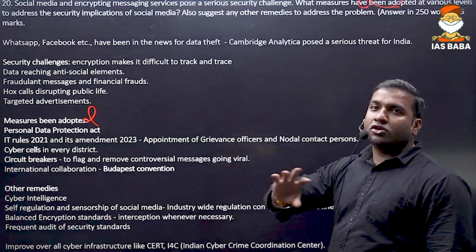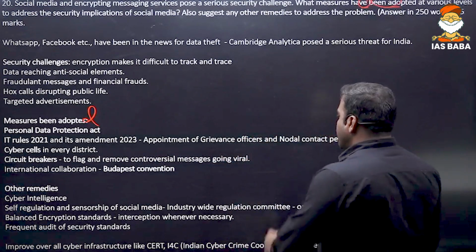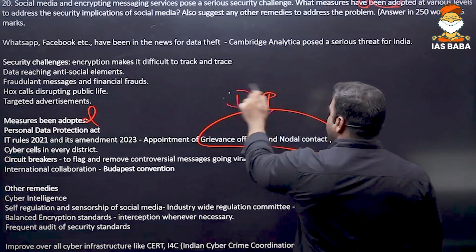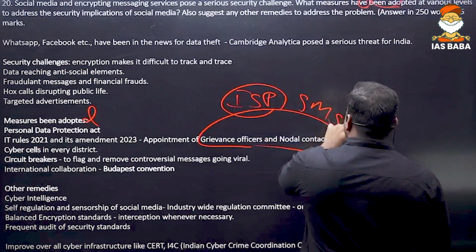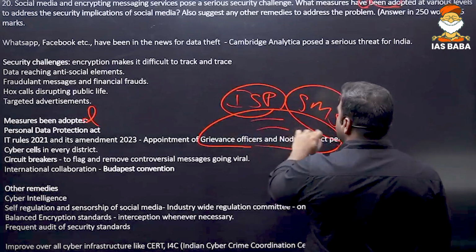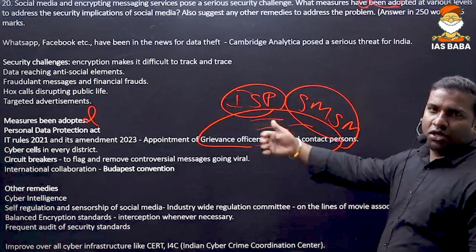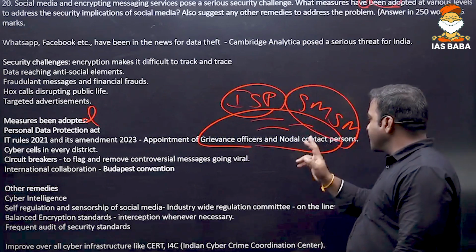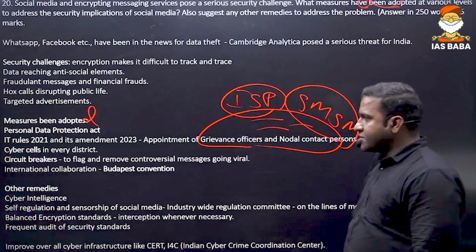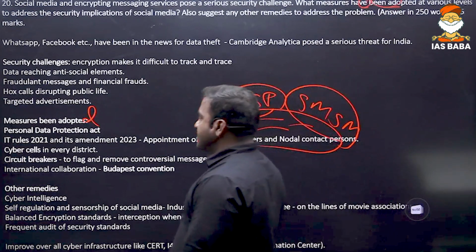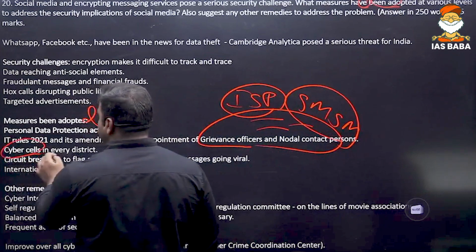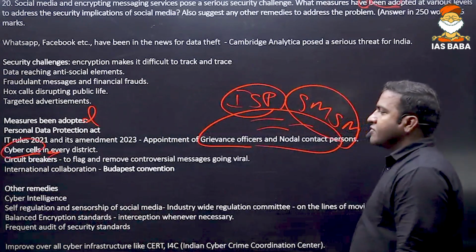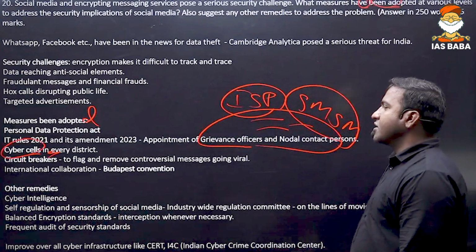All those things can be done by these officers. These officers are not government officers, they are appointed by the internet service provider or the social media service provider. So Instagram, Facebook, WhatsApp appoint them, ultimately it is Meta, all are one and the same. And now these people will coordinate with the government. Then cyber cells in every district, we have set up cyber cells so that in case there is any social media fraud, we can approach the cyber cell immediately, we can call them.